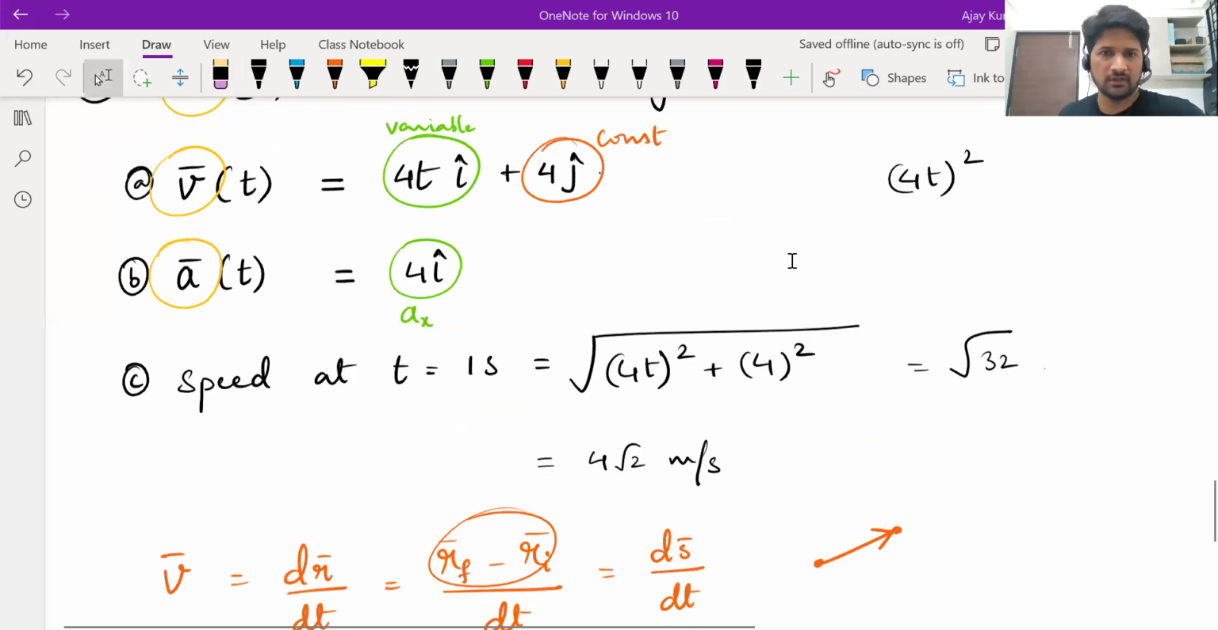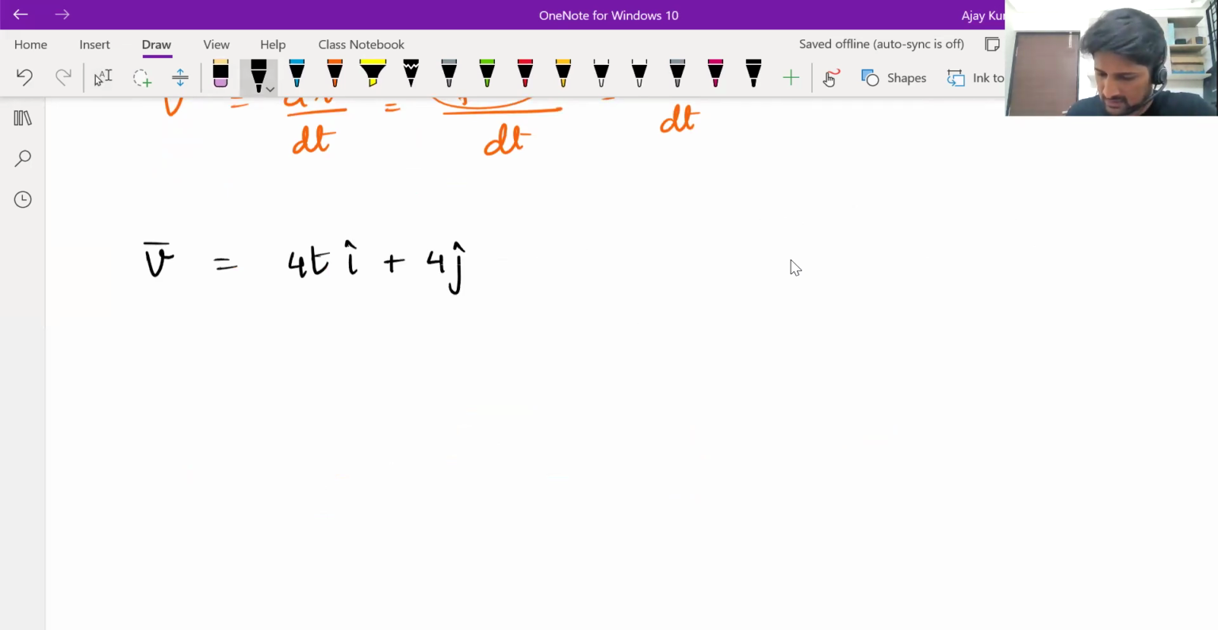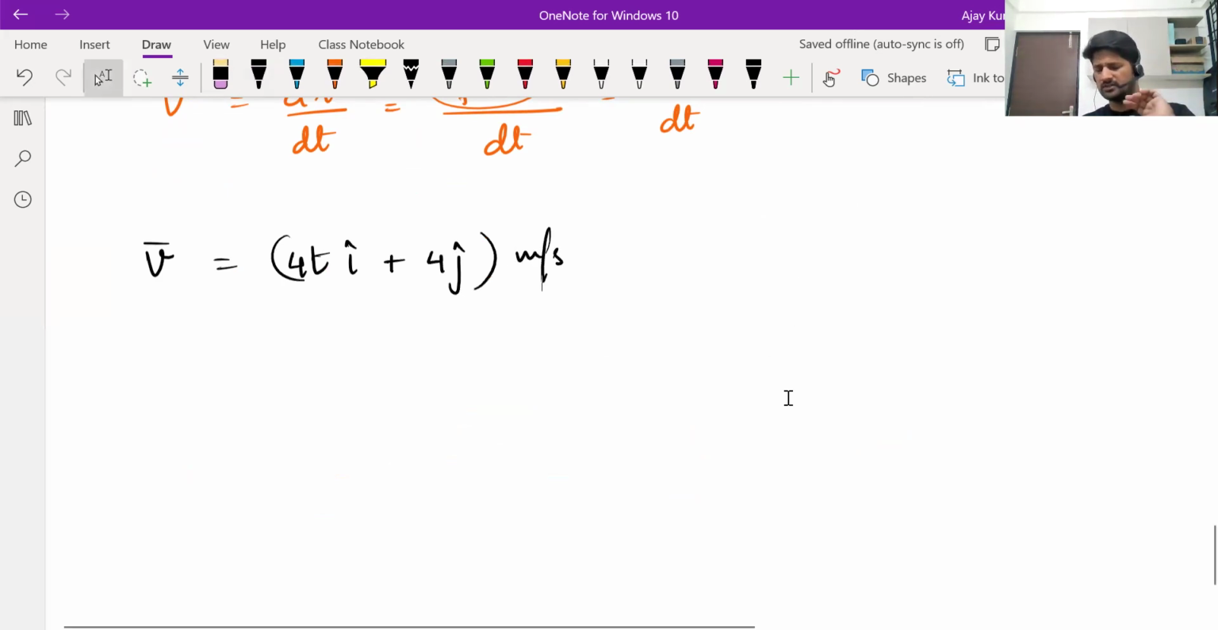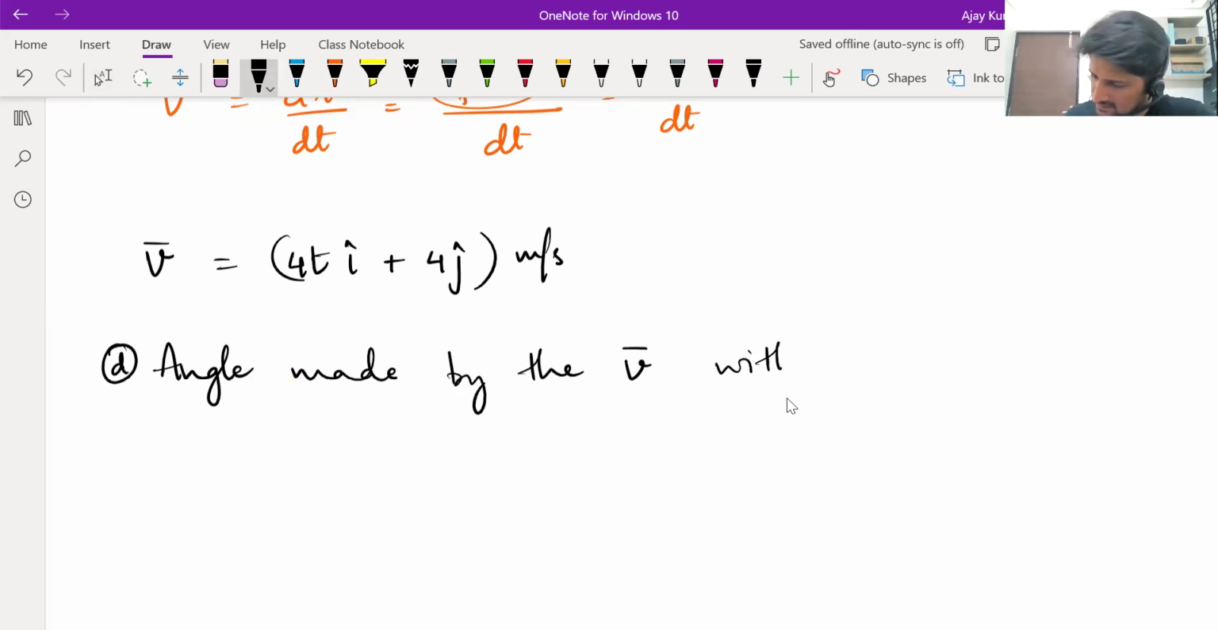Now here we got the velocity function as 4t I cap plus 4 j cap. Clearly, it's a variable velocity. The x component of velocity keeps on changing. Y component remains constant. Let it be. Now, what I want you to find out is the angle made by the velocity vector with the x-axis at t is equal to 2 seconds.